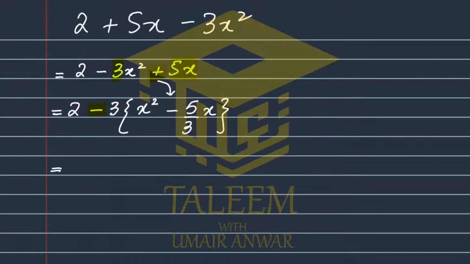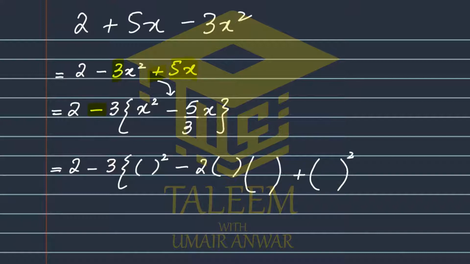So in the next step, I am writing and trying to complete the square. So it should be the square of the first term, and then there is a negative sign, so there should be a minus 2 times the first term, and then there would be a second term over here. The square of the same second term would be added over here. So x square is the square of x, and this x would be copied down to here in the first bracket also.